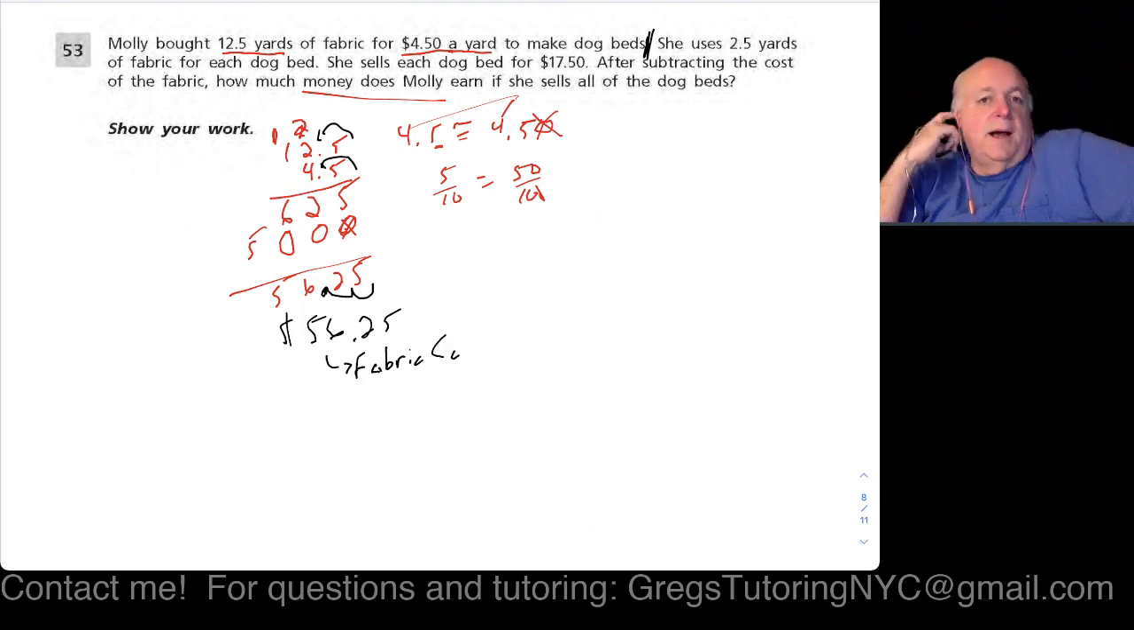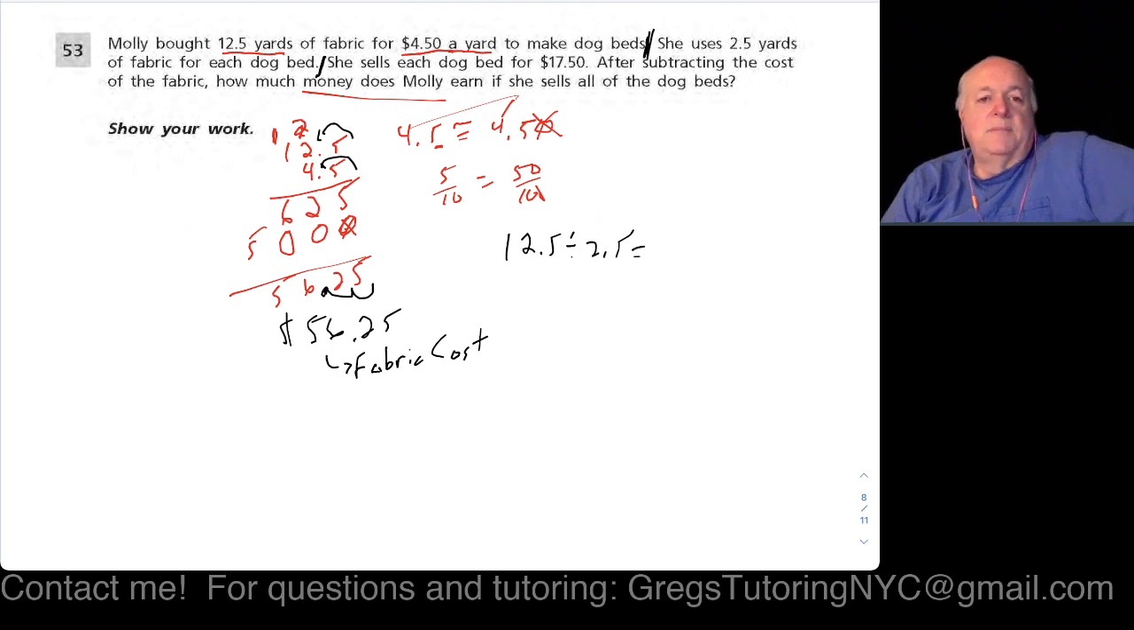Okay. She used 2.5 yards of the fabric for each dog bed. She uses 2.5 yards of fabric for each dog bed. That means we need to find out. We need to do 12.5, because she has 12.5 yards altogether, divided by 2.5, to figure out how many dog beds she made. So we can figure out what the eventual profit is.